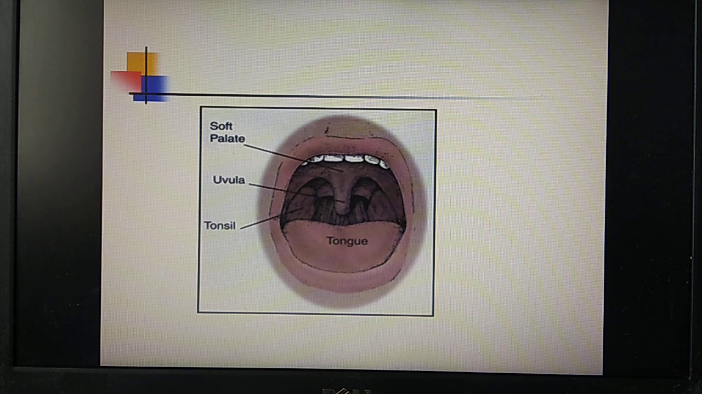So you can see the soft palate as well as the hard palate, then the uvula and so on in this picture. This is the hard palate, and below the hard palate you can find the soft palate. This is the uvula, these two organs are called tonsils, and this is the tongue.